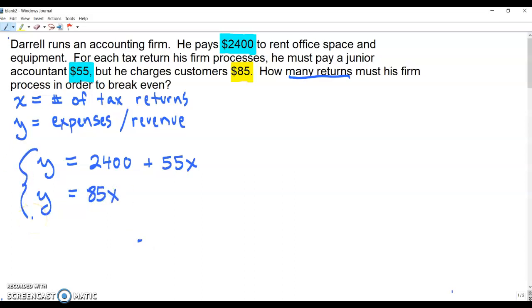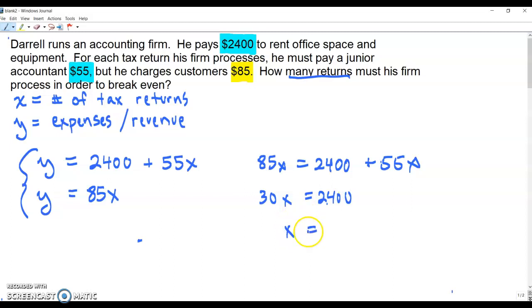And that's our system of equations. Since they're both in slope-intercept form, I would use the substitution method. 85x equals 2,400 plus 55x. Solve that. I get 30x equals 2,400. Do a little arithmetic. x equals, I believe, 80.